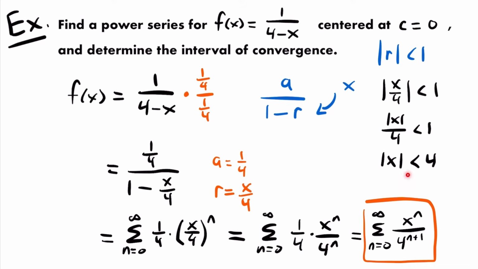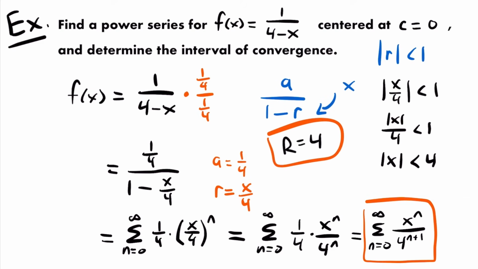And at this point, we can determine that the radius of convergence will be 4 because we have the absolute value of x, which is the part involving x raised to the power of n in our series, and it's less than 4. So the radius of convergence is 4. And so I'll make a note of that. R is equal to 4, okay?